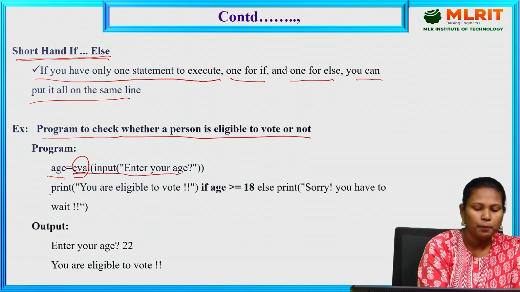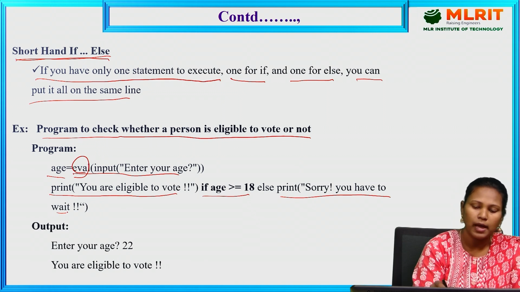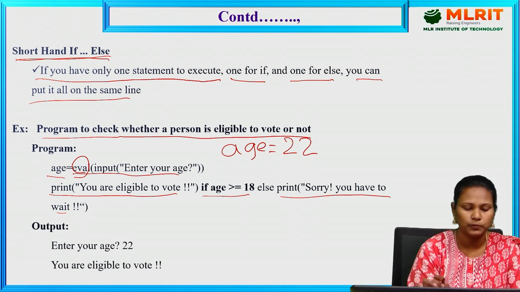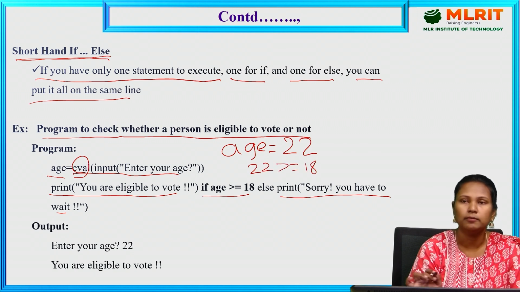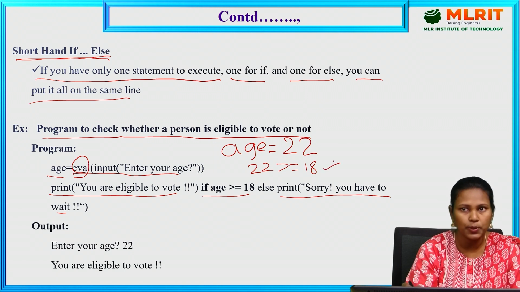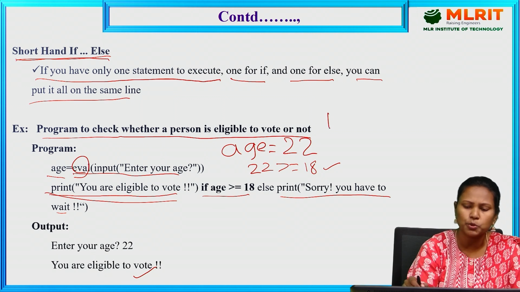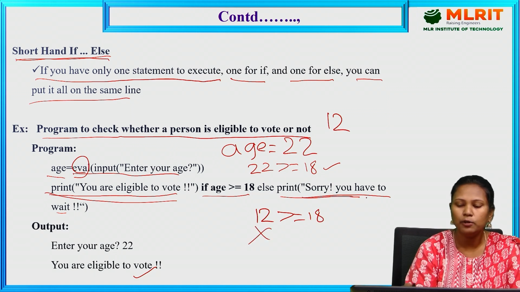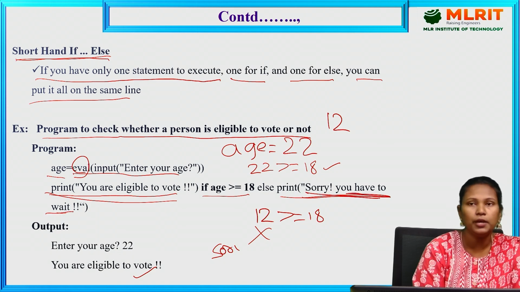So now print you are eligible to vote if age greater than or equal to 18, else sorry you have to wait. Now I am entering age, and it prompts the user to enter your age. I enter 22. It checks the condition 22 greater than or equal to 18. It is true, so it prints you are eligible to vote. For example, if I enter my age as 12, 12 greater than or equal to 18, no. The condition failed. It goes to the else block and prints the message: sorry, you have to wait.